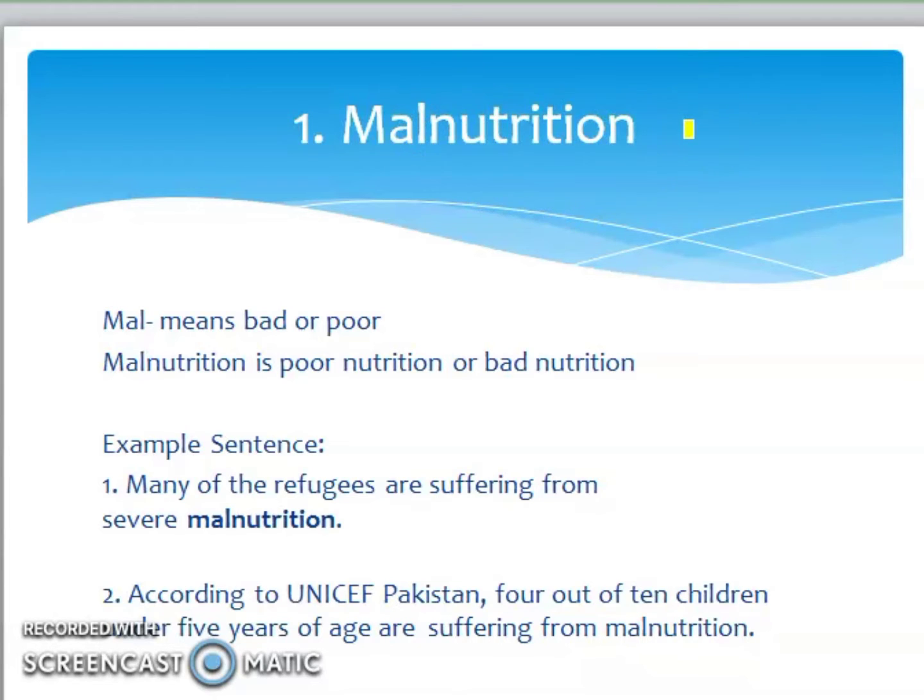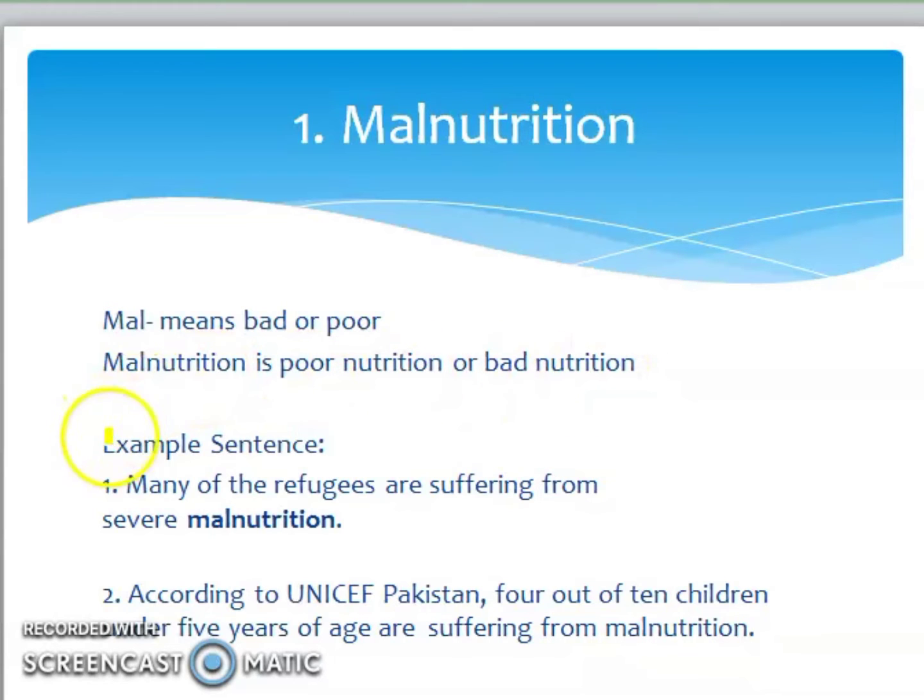Some foods are more nutritious than other foods. Some foods are less nutritious, and you might have heard of a nutritionist, a person who specializes in food. So let's break this word down, and we can see that we have the root word mal. Mal means bad or poor. So malnutrition is poor nutrition or bad nutrition.